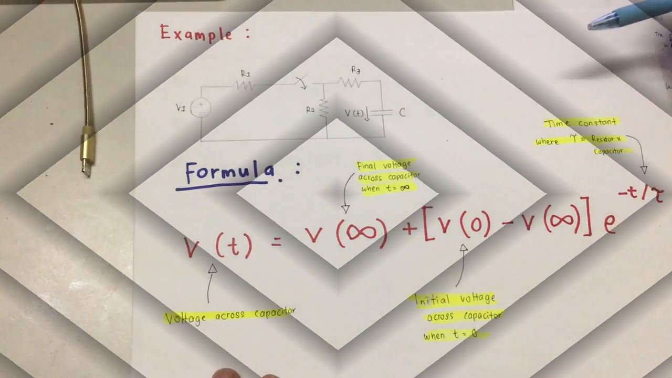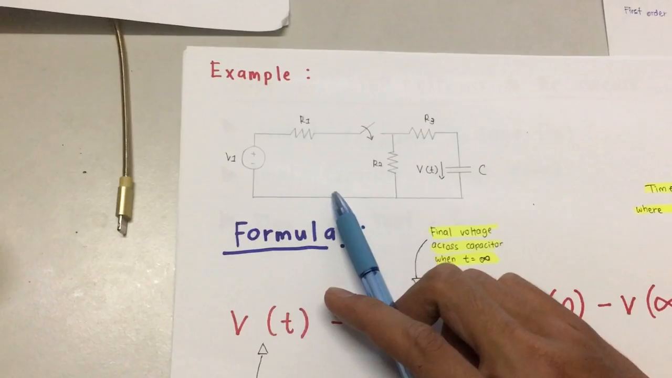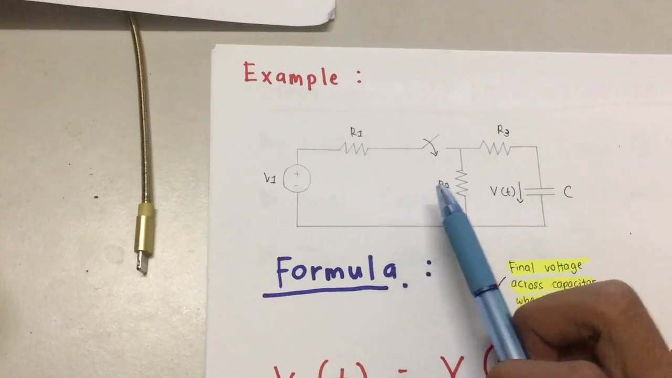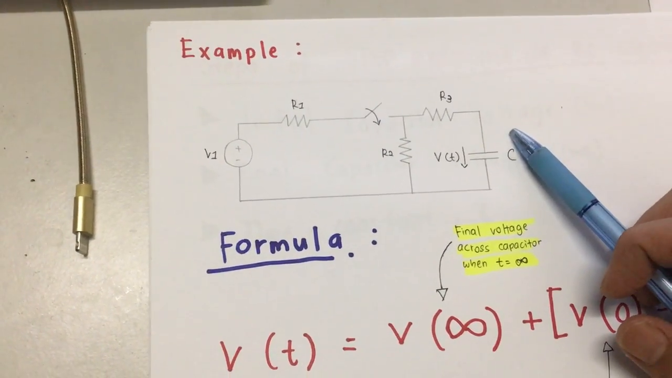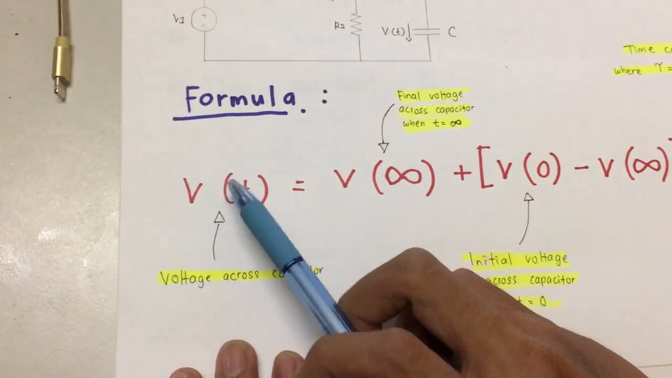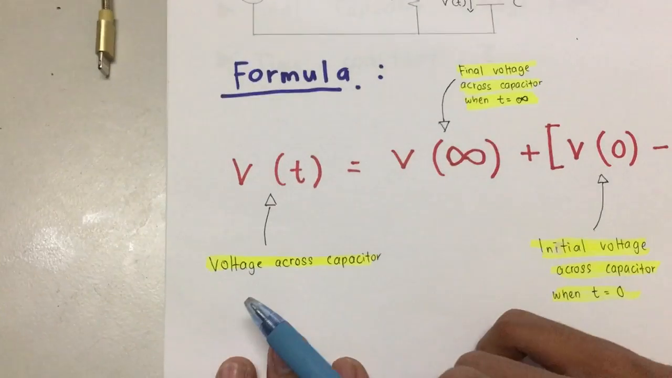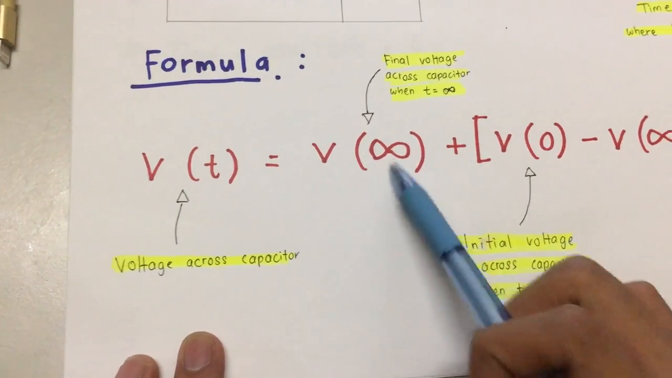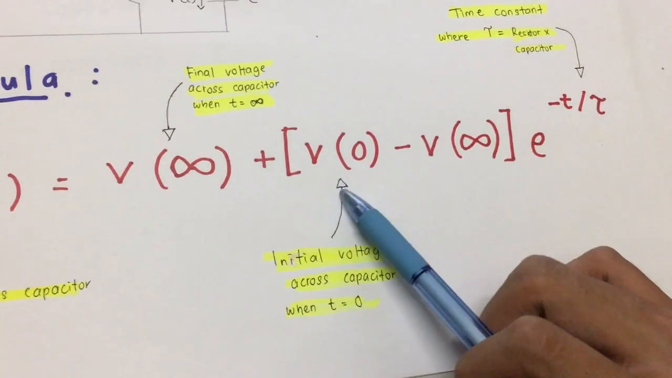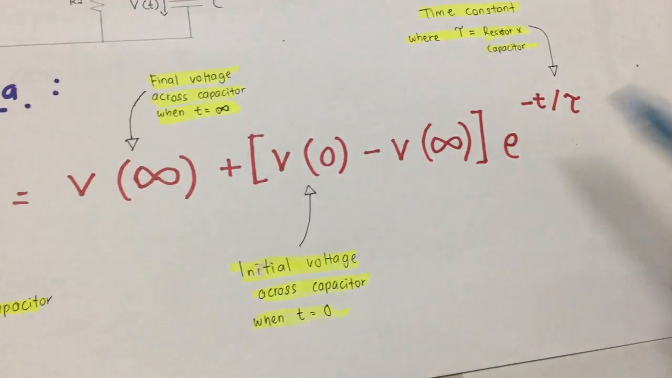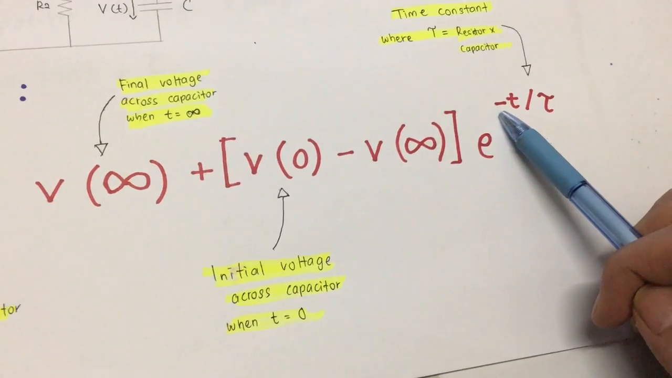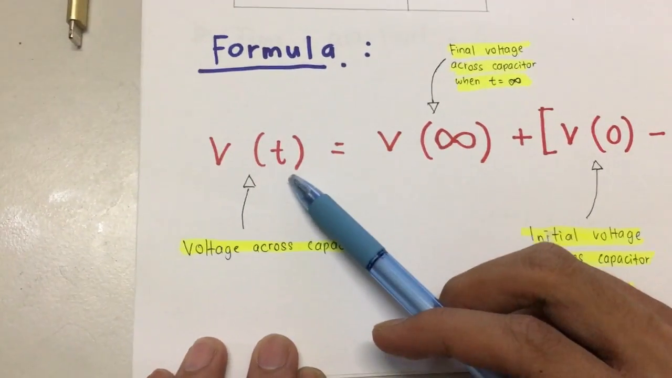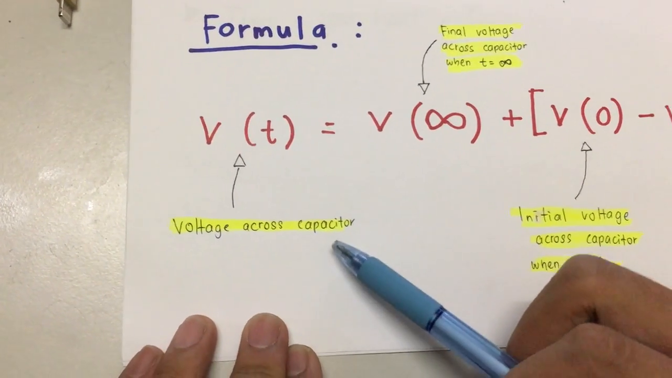So this is the example of the step response of RC circuit. So you can see there's a resistor and capacitor in the circuit. So this is the formula that you will have to solve. So the formula is Vt equals V infinity plus (V0 minus V infinity) exponential negative time over tau. So as you can see, the Vt is the voltage across capacitor.